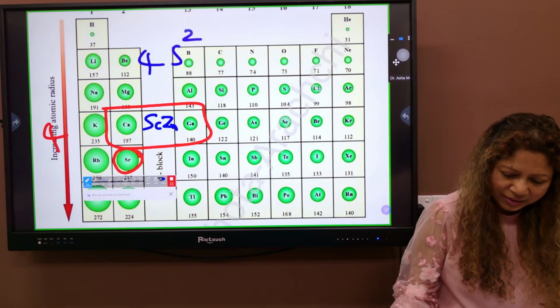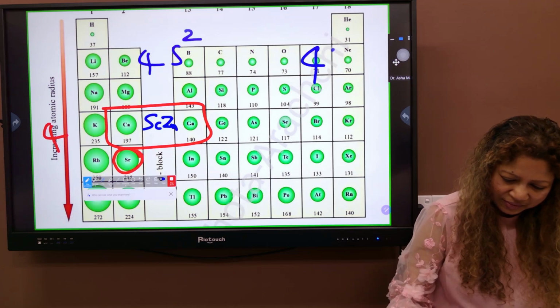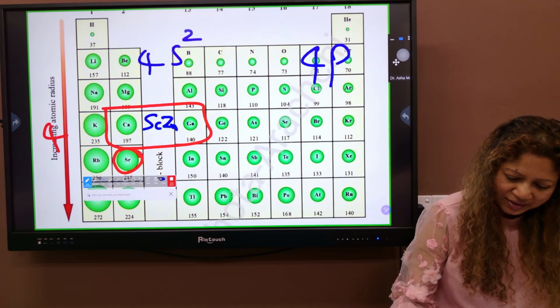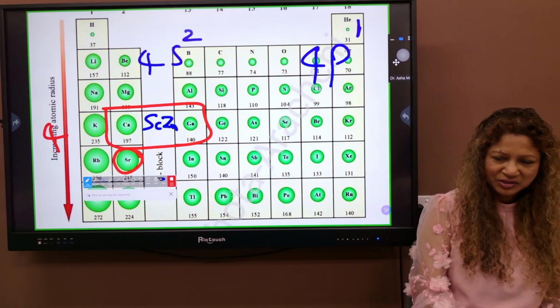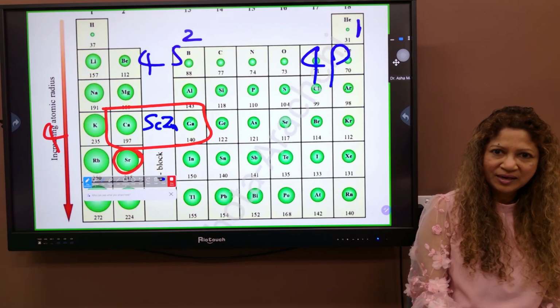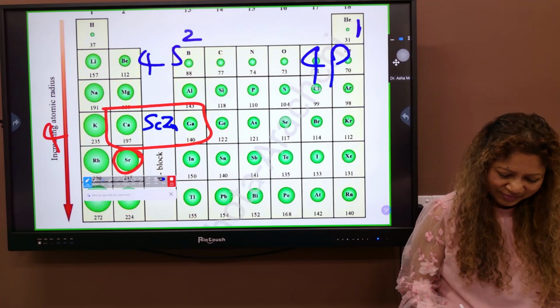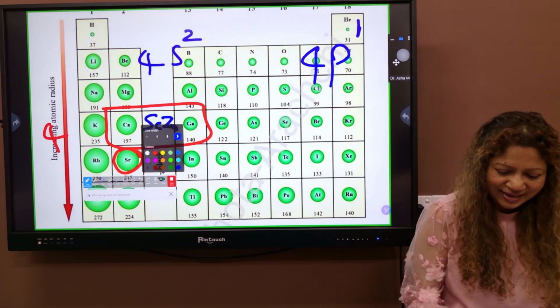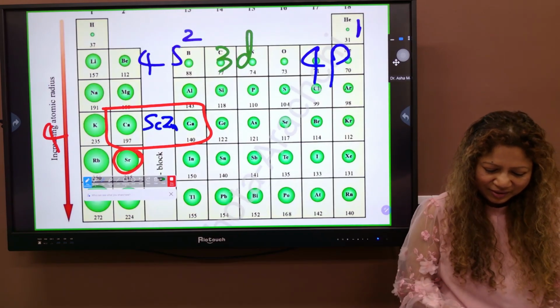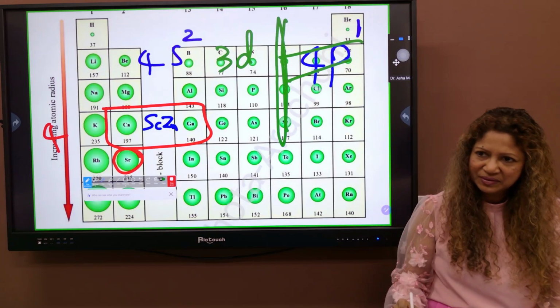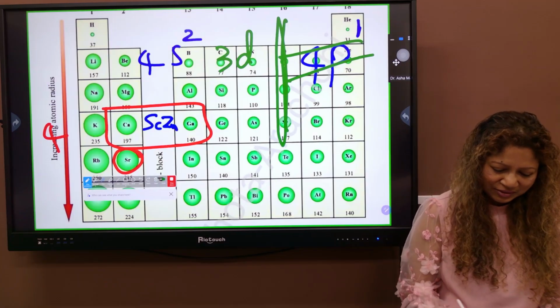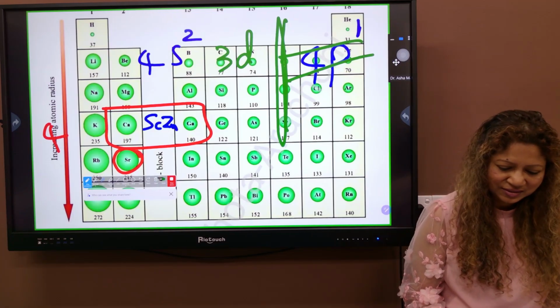4s2, 4p1. Okay, that is the last shell configuration. So after 4s2, what is there? Do you guys know? Yeah, 3d. Now zinc is filling. Let's say if this is zinc, don't forget that you have 4p1. So what's the zinc configuration? 4s2, 3d.